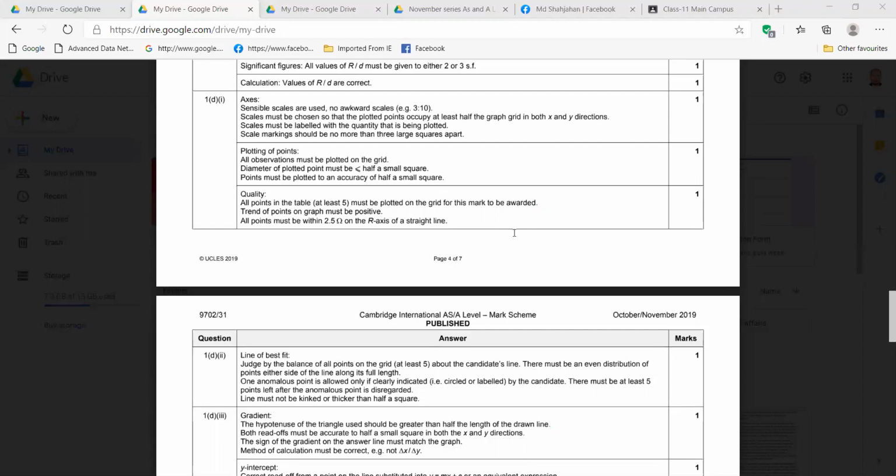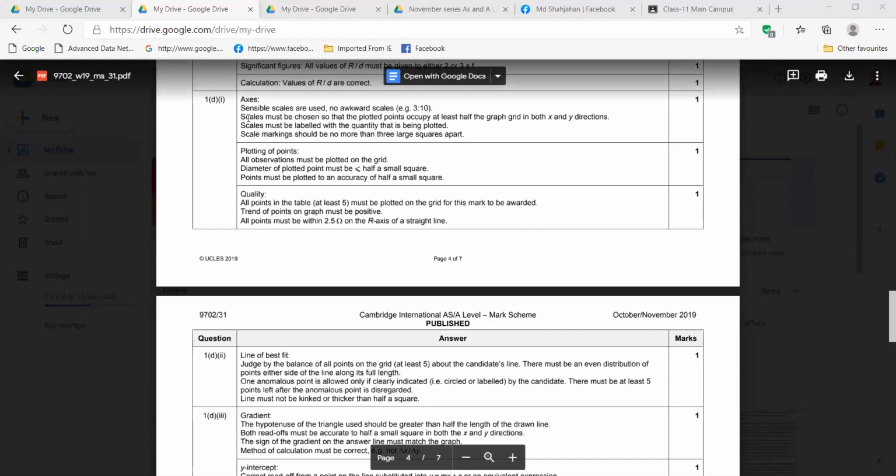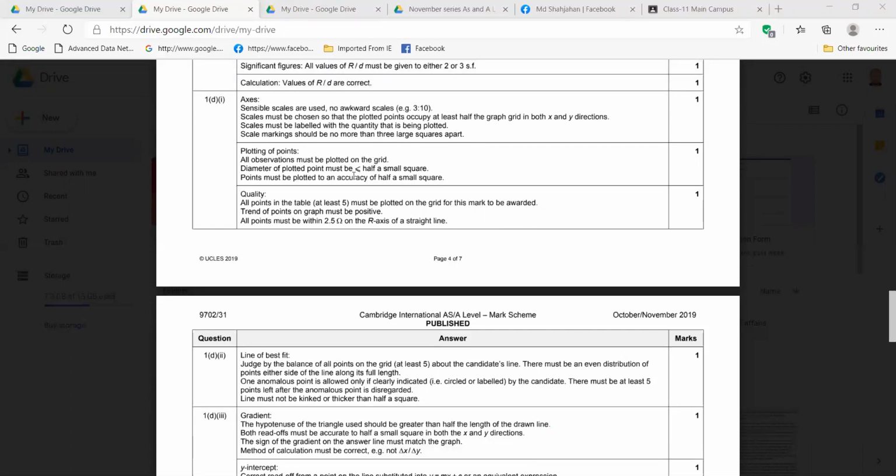So this is actually for this experiment only. The other, plotting of points, is for any graph, any of the experiments, right? And this one is said only particularly for this experiment: that trend of points on graph must be positive. That means your graph will not go to the negative part. All the points should be what?